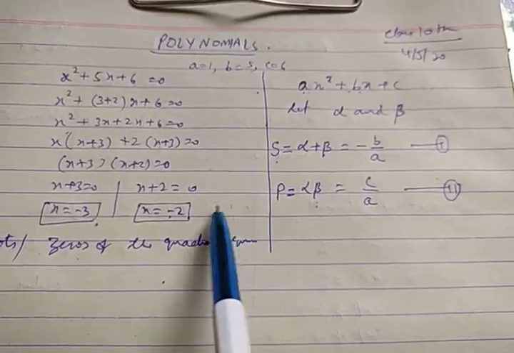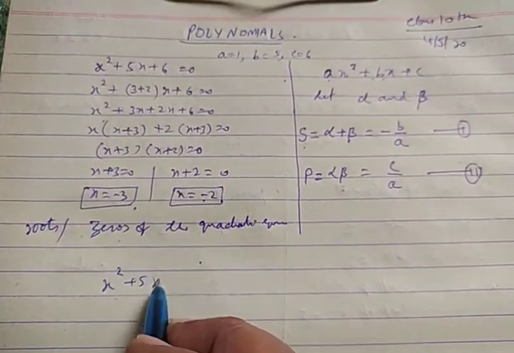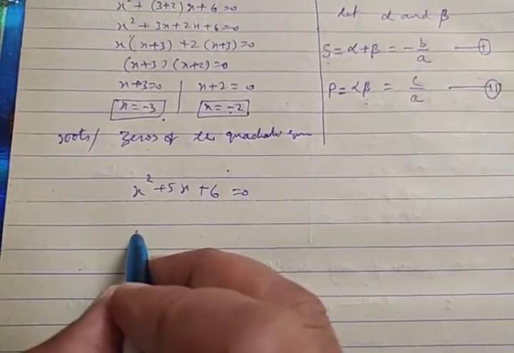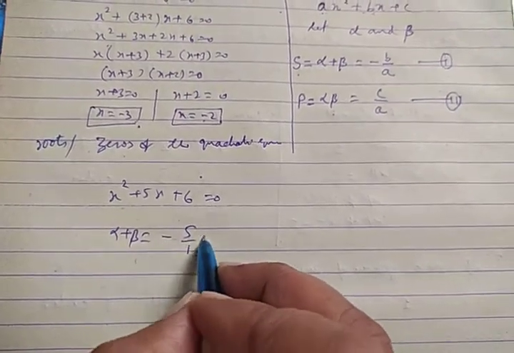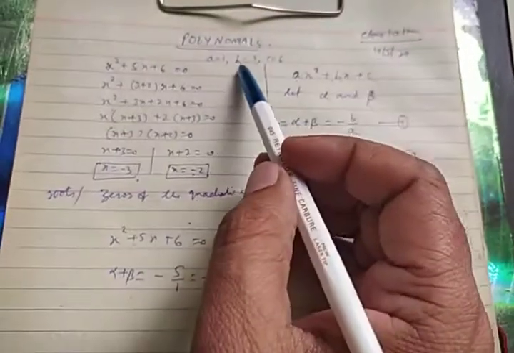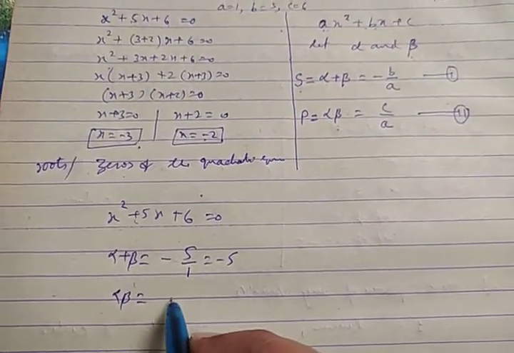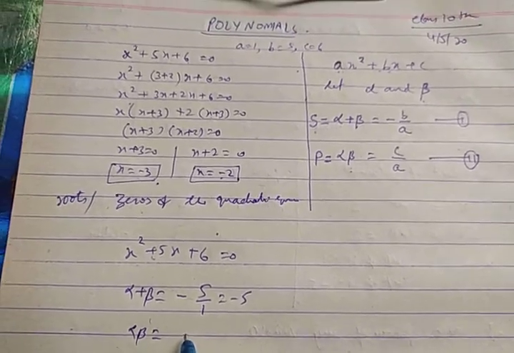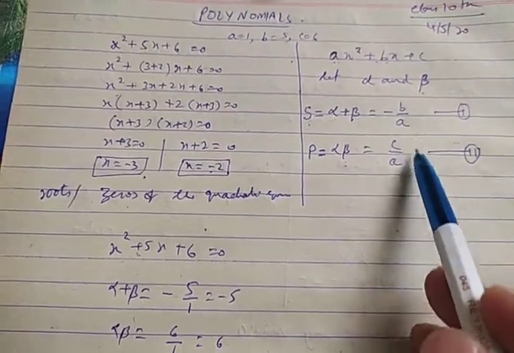If you are writing directly from the equation, x square plus 5x plus 6 is equal to 0. The sum of the roots, alpha plus beta, you will write, that is minus 5 upon 1, that is equal to minus 5, using this formula. a, b, c I have already written, you can consider from here. And alpha beta, this is the product of roots, that is c by a, c is 6 upon 1, that is equal to 6. These two values you have obtained from the equation.